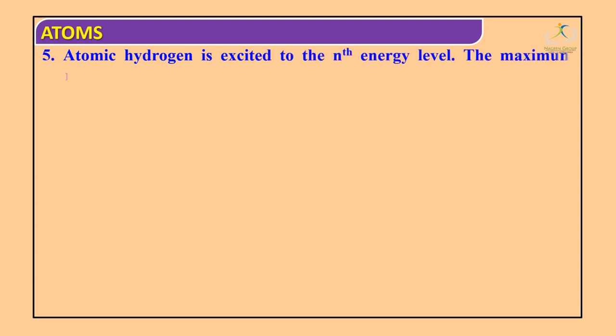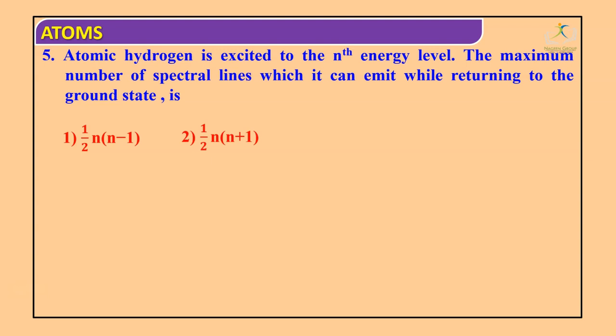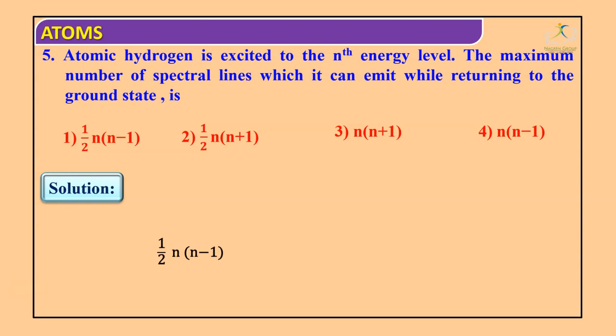Next question is: atomic hydrogen is excited to the nth energy level. The maximum number of spectral lines which it can emit while returning to the ground state is: 1 by 2 n (n minus 1), 1 by 2 n (n plus 1), n plus 1, n minus 1. Let's move with the solution part. So 1 by 2 n (n minus 1) is the correct answer.